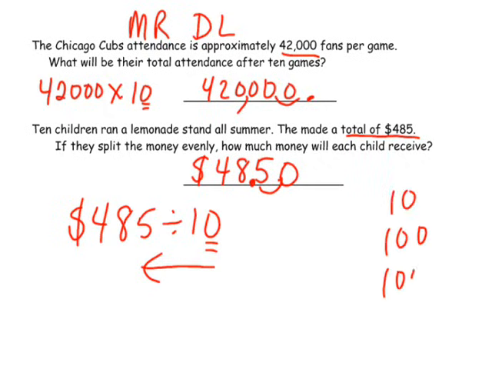So remember, whenever you're multiplying or dividing by a power of 10, and powers of 10 would be 10, 100, or 1,000, or 10,000, and so on, you can use Mr. Dull to compute the problems mentally.